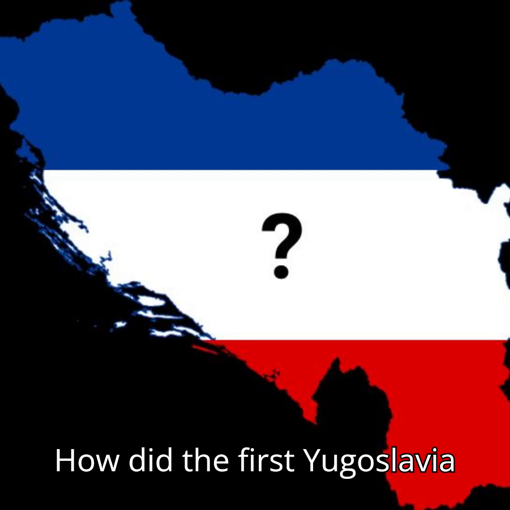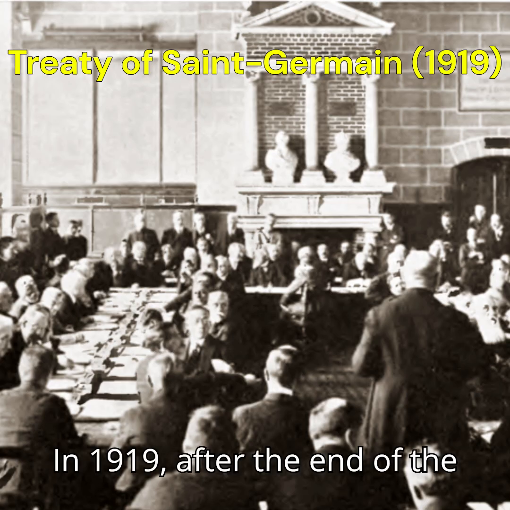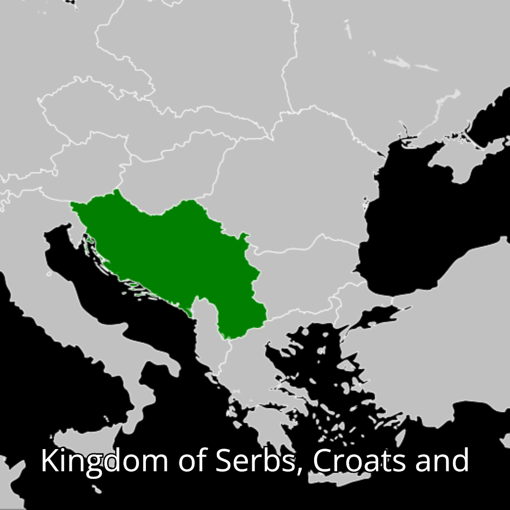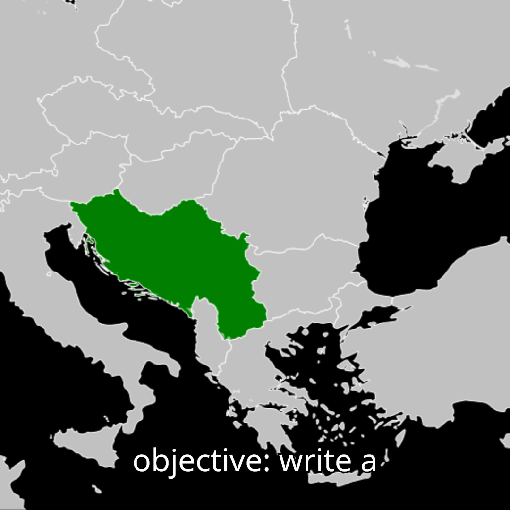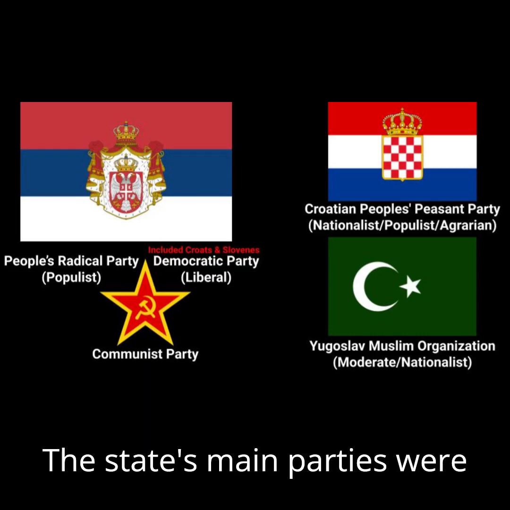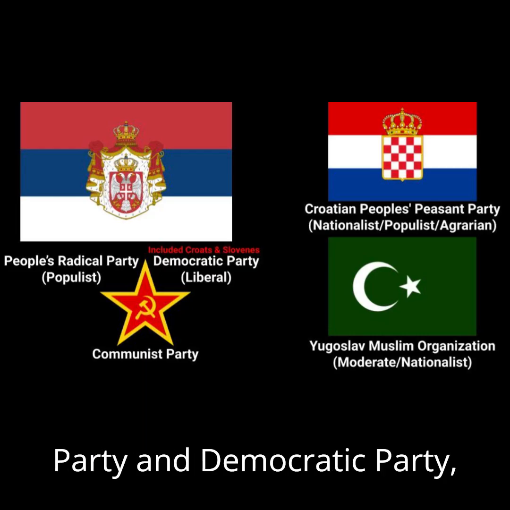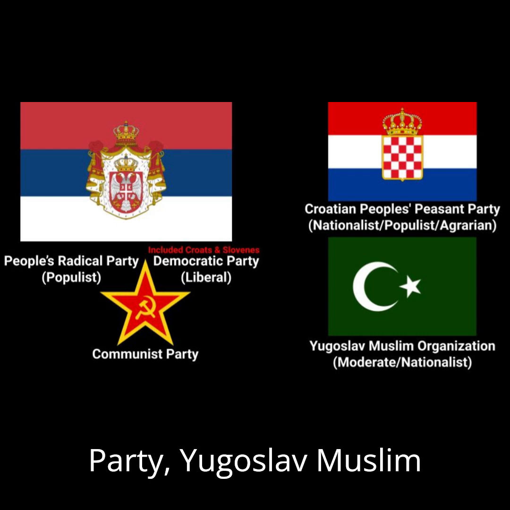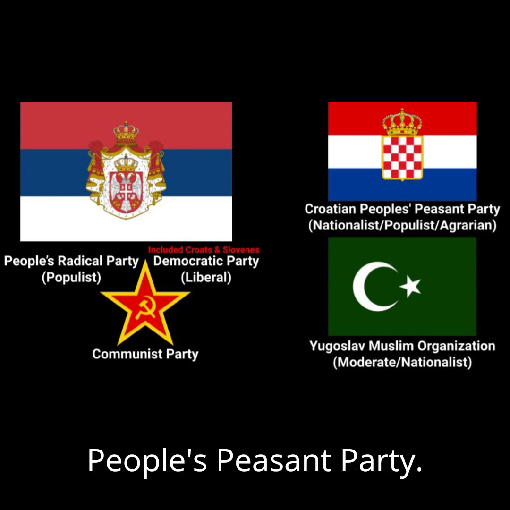How did the first Yugoslavia fall? In 1919, after the end of the First World War, the new Kingdom of Serbs, Croats, and Slovenes had one major objective: write a constitution approved by the National Assembly. The state's main parties were the Serbian National Radical Party and Democratic Party, as well as the Communist Party, Yugoslav Muslim Organization, and Croatian People's Peasant Party.